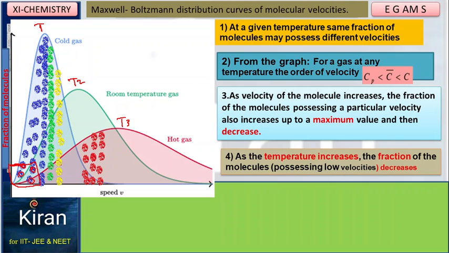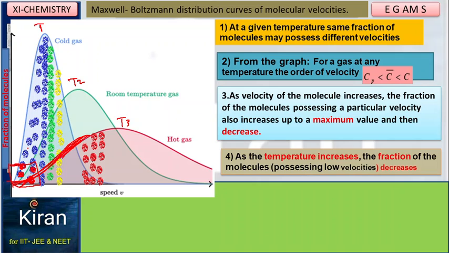When temperature increases, this is the increased temperature curve, T3 temperature. What happened here? How many molecules are there? 1, 2, 3, 4 molecules. When temperature increases, only one molecule is coming here. It means the fraction is decreasing.